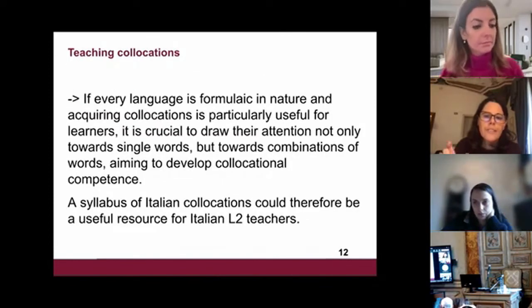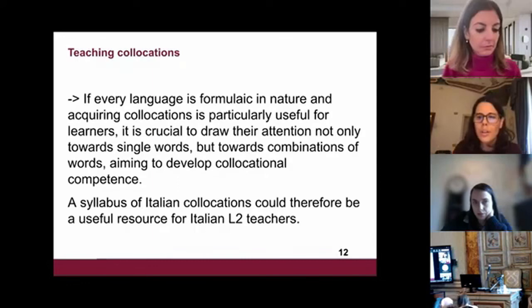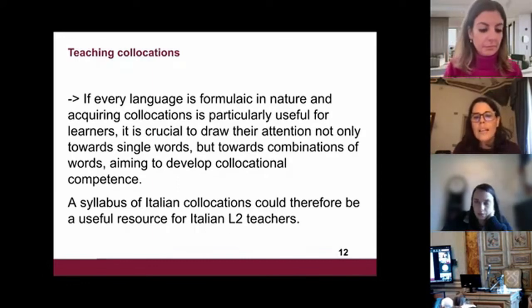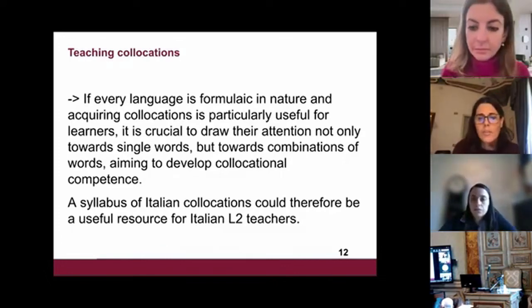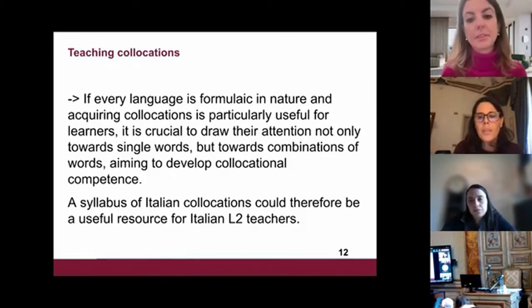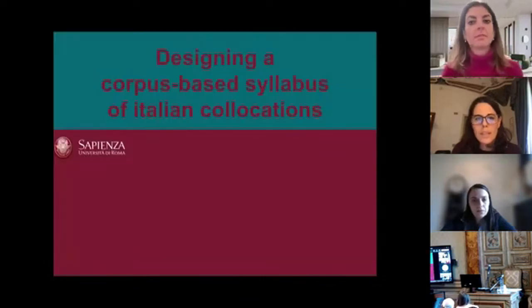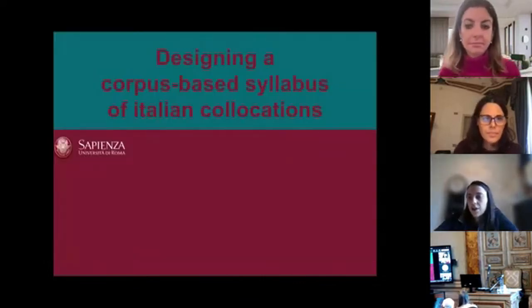In conclusion, if every language is formulaic in nature and acquiring collocations is particularly useful but also difficult for learners, it is crucial to draw their attention not only towards single words, but towards combinations of words, aiming to develop collocational competence. A syllabus of Italian collocations could therefore be a useful resource for Italian L2 teachers. And here I give the floor to my colleagues who will tell you more about the syllabus we designed. Thank you.